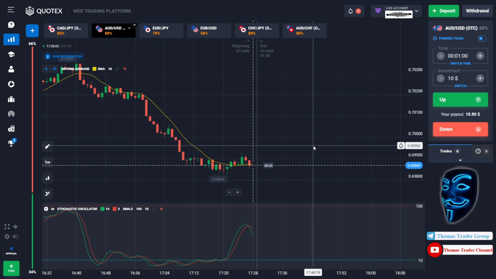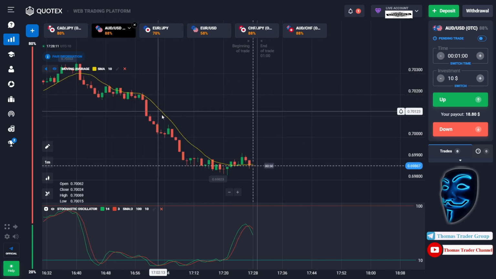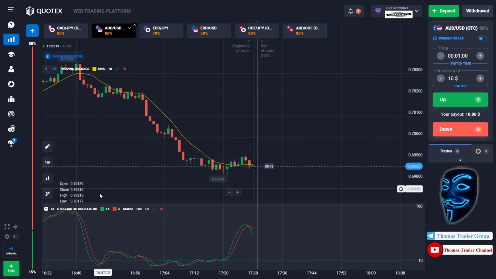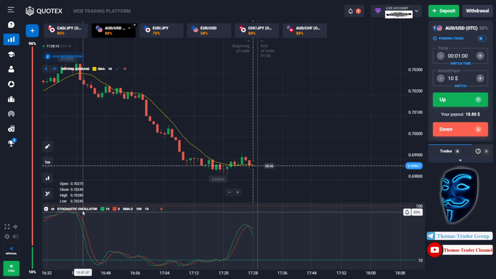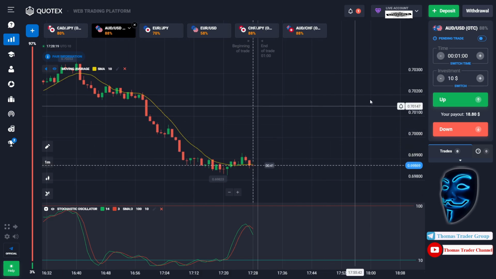Let's start our trading session for today. Today we are using two indicators. The first one is moving average, which is the yellow line over here. And the second indicator is stochastic oscillator. And we are using 1 minute time frame for the candlestick. And we are going to start with $10 investment. We are going to open the position in 1 minute time frame.